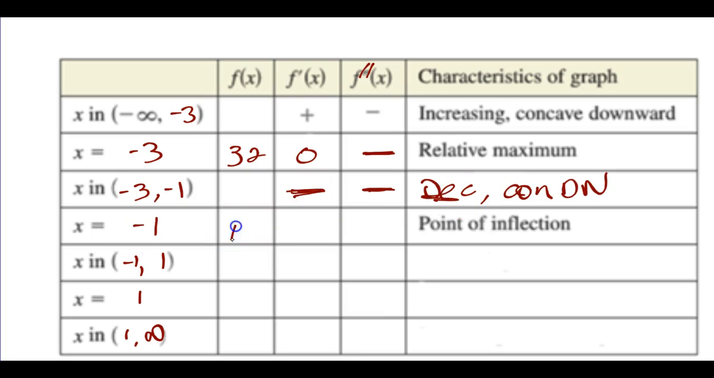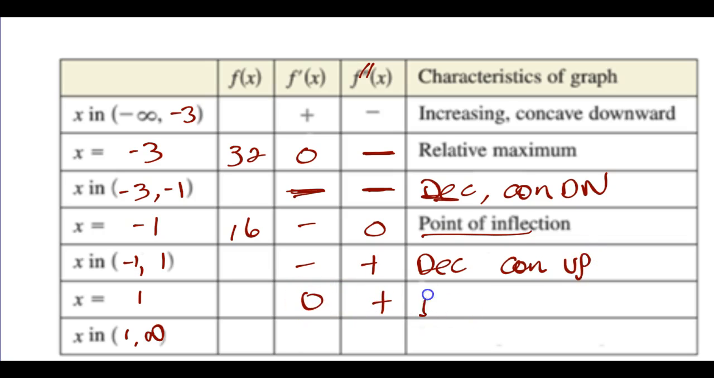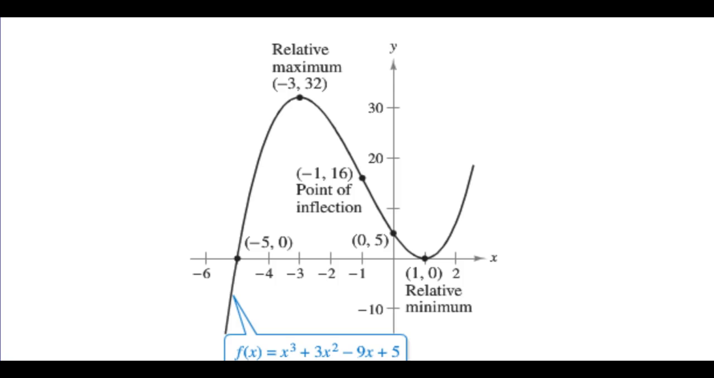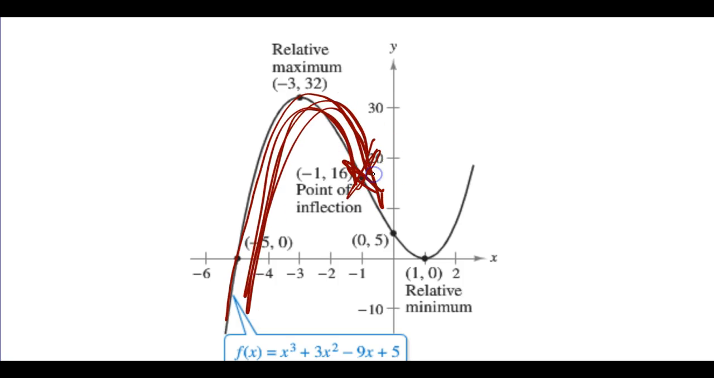So you can go through and fill in this chart. If this is negative and 0, this is a point of inflection. Negative, positive means decreasing and concave up. 0 and positive, you've located a relative min. So this is just to help organize your thoughts. Positive means it's increasing and then concave up. And with all this information, I think it would be pretty easy to draw a picture like this. You can see there's the point of inflection. So this is concave down, and then over here is concave up.